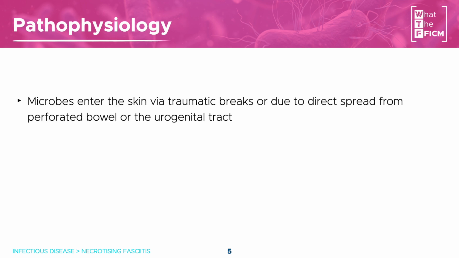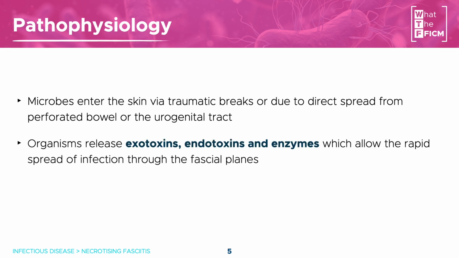So what's going on during a necrotizing fasciitis infection? Well, initially, microbes enter the skin via traumatic breaks on the surface of the skin, or due to direct spread from perforated bowel or the urogenital tract. Organisms then release exotoxins, endotoxins and enzymes which cause tissue damage and allow the rapid spread of infection through the fascial planes. Exotoxins are secreted by bacteria and cause damage by destroying cells or disrupting normal cellular metabolism.